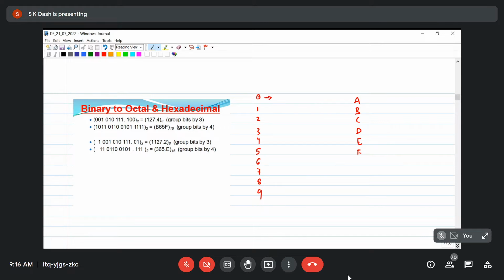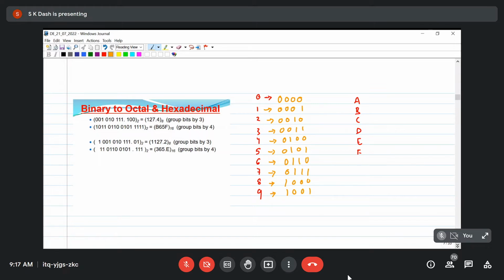0 will be 0000, 1 is 0001, 2 is 0010, 3 is 0011, 4 is 0100, 5 is 0101, 6 is 0110, 7 is 0111, 8 is 1000, 9 is 1001.